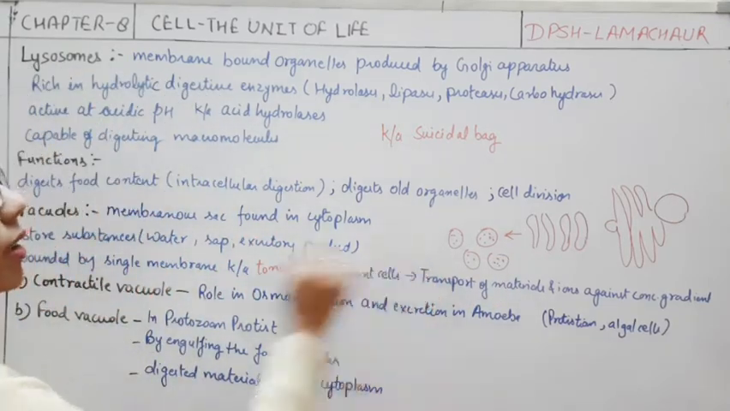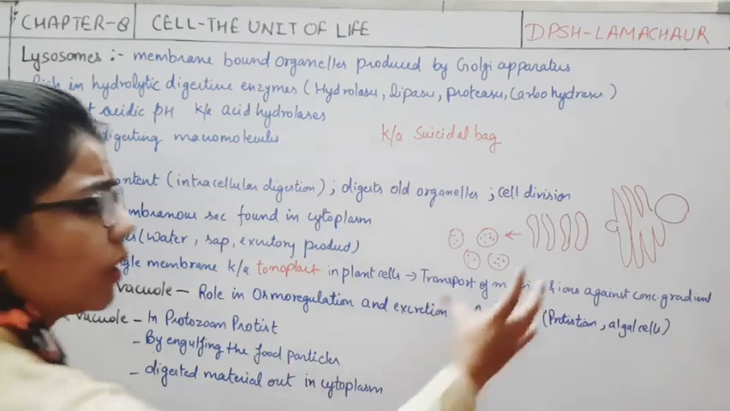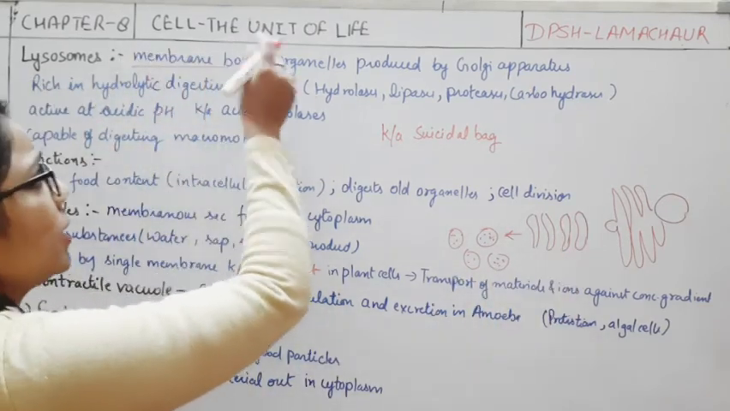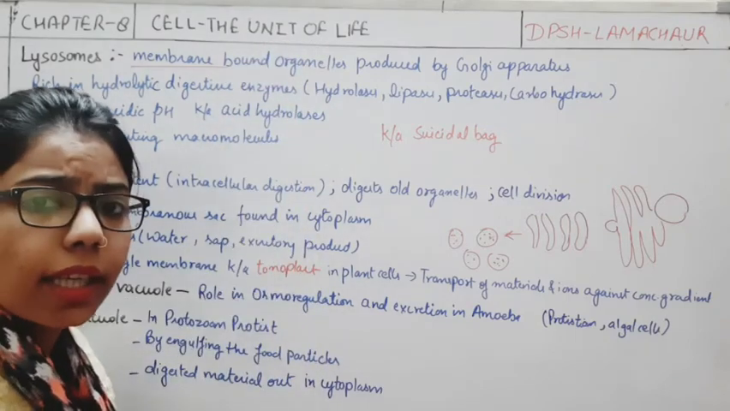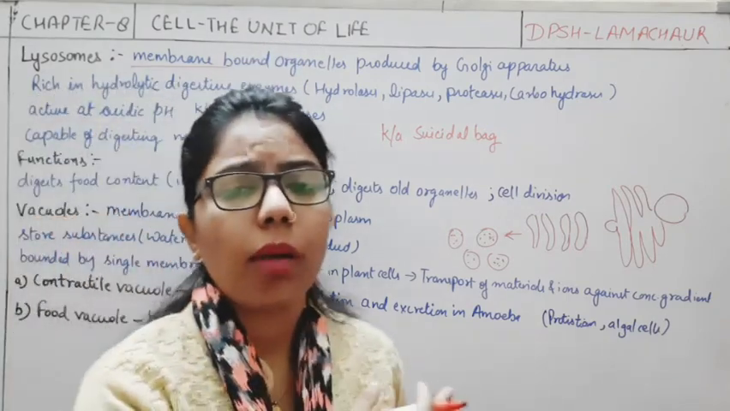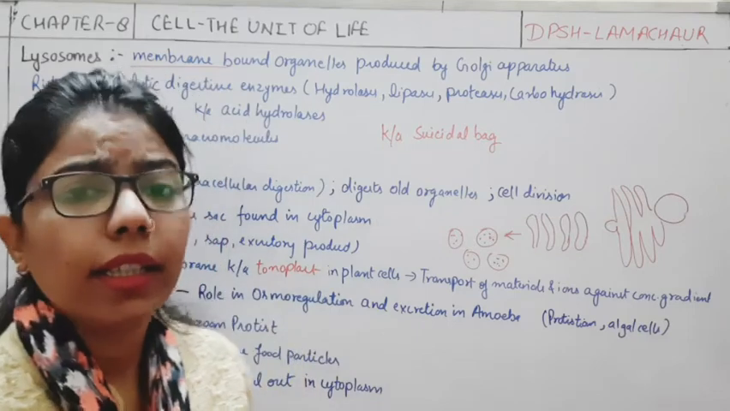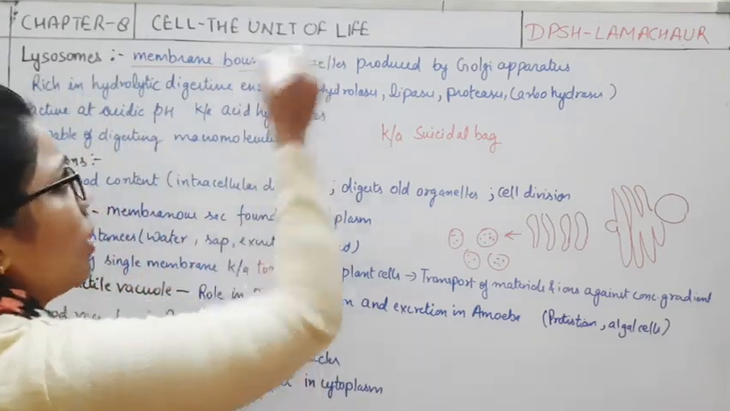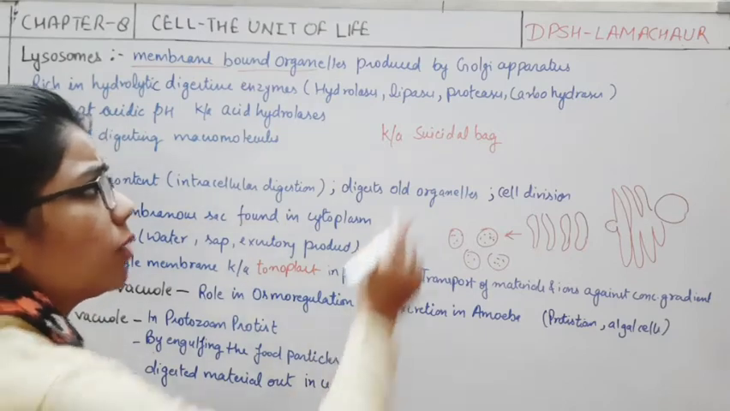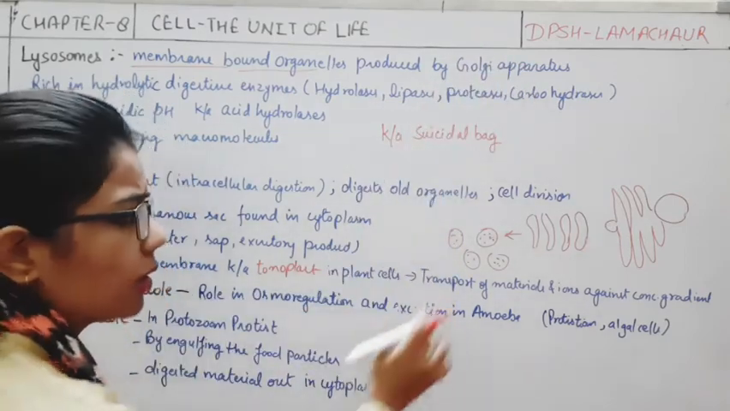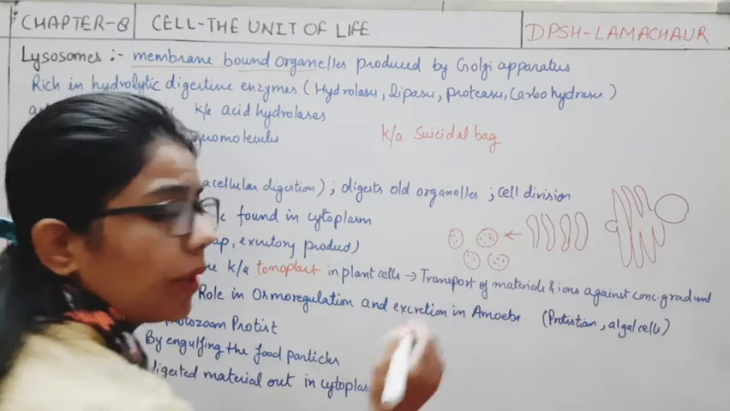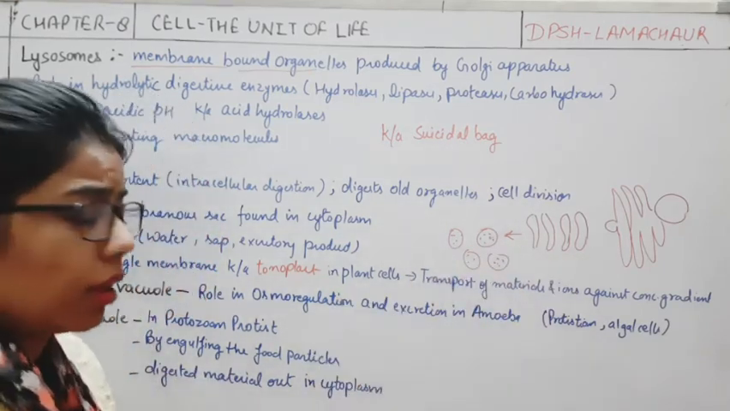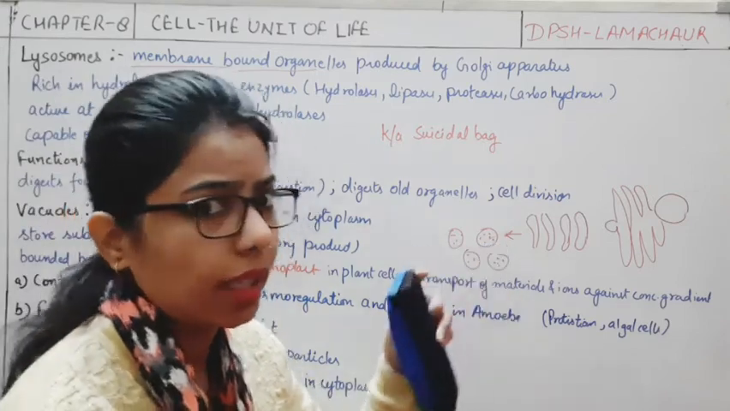So now we will understand about this lipid. All these are interconnected with each other. Then, lysosomes are membrane bound organelles, and this is a property of the eukaryotic cell, that they have membrane bound organelles. So these membrane bound organelles are produced by the Golgi apparatus. The Golgi apparatus will prepare it and release it in the form of a vesicle.